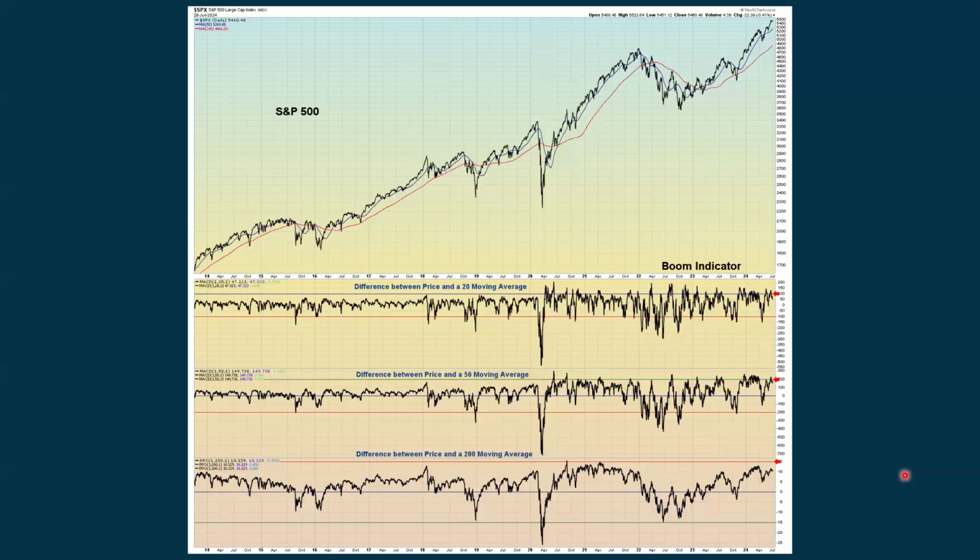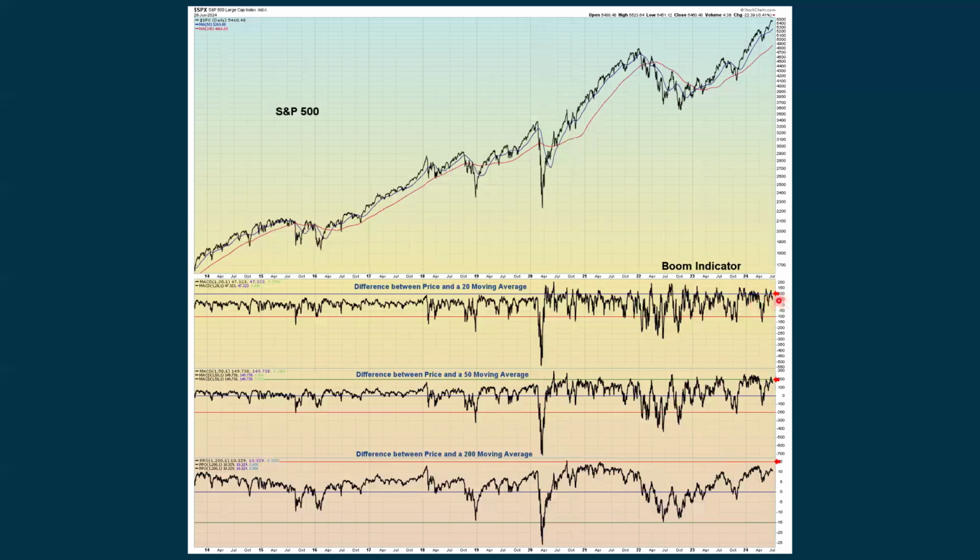The boom indicator, this measures how far away is price either above or below a specific moving average. The top area is how far away are we from the 20 period, and then the 50 period and the 200 period. So we can use this like an oscillator. The reason why this is called the boom indicator is when we get really far away, we have a tendency to boom and go back and revert to the mean, so to speak, a mean reversion. And that's what this tries to measure.